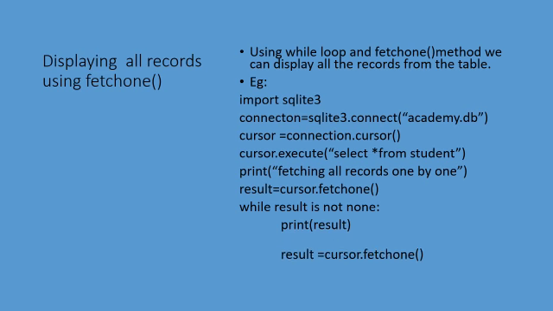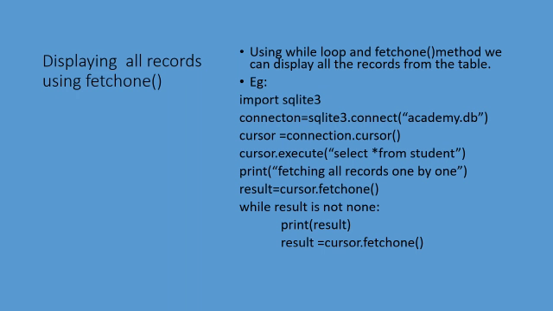Next, result equal to cursor.fetchone. What will happen here? Fetchone will fetch the record that is stored in result. Next, while result is not None. It is an important thing. Initially, suppose if result contains no data, it won't be executed. To check whether it has data or not, we are using while loop. While result is not None means what? It has some value. That we are checking.